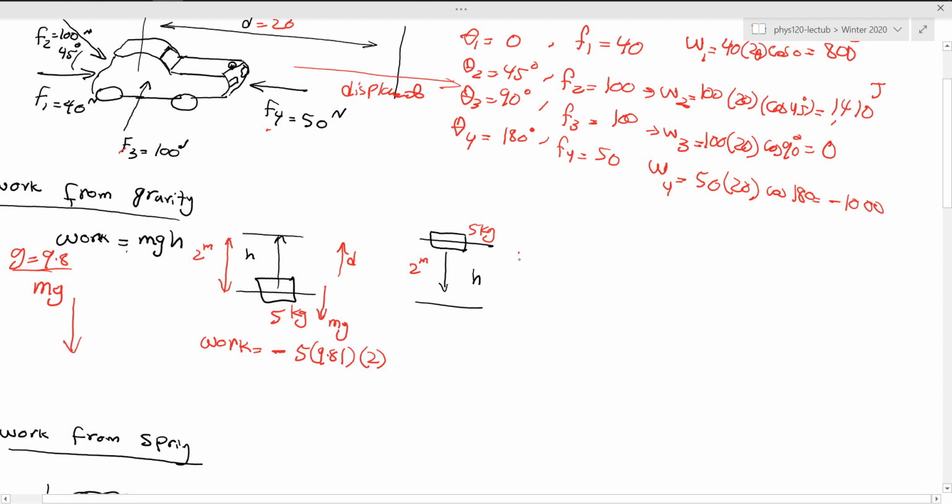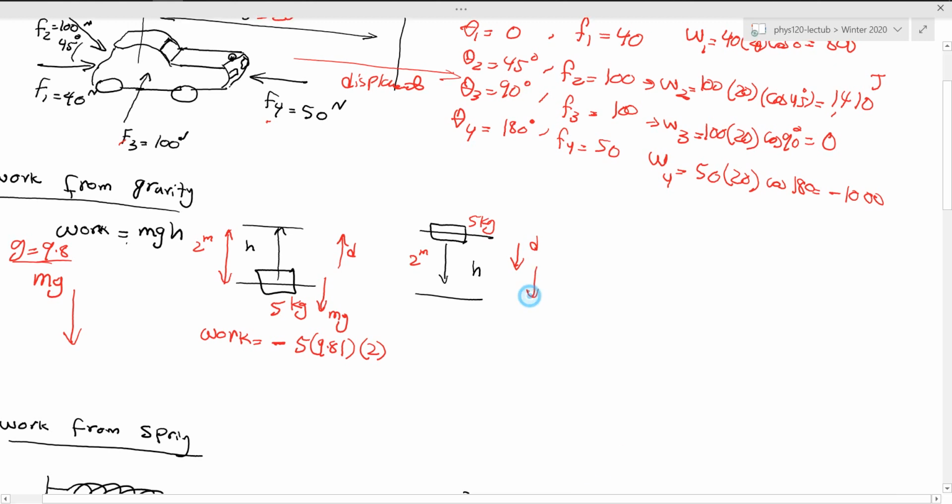then we have the displacement this way, and we have the mg this way too. So they are in the same direction. The theta is going to be 0 degrees. Then you can actually calculate how much the work would be. So you're going to get a positive work equal to 5 times 9.81 times 2.